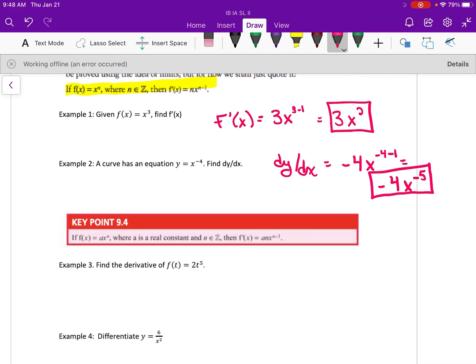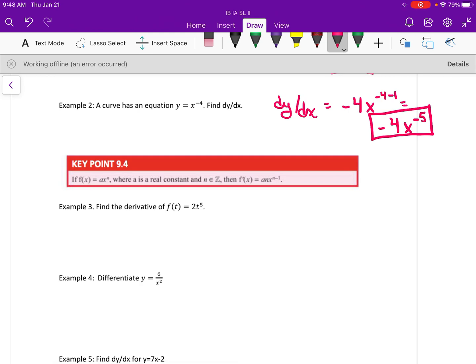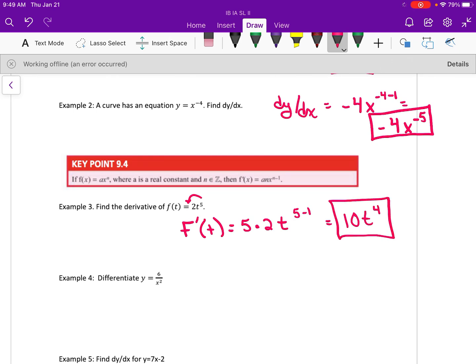Here's the rule in this red box, just saying that. You can do it with any variable. Find the derivative. So f prime of t equals, bring the 5 to the front, so you would have 5 times 2 t to the 5 minus 1. So you get 10 t to the fourth. So you just multiply whatever is in front and then subtract by a power of 1. Okay, so the same process every single time. Bring the exponent to the front, multiply it by whatever's there, subtract the exponent by 1.